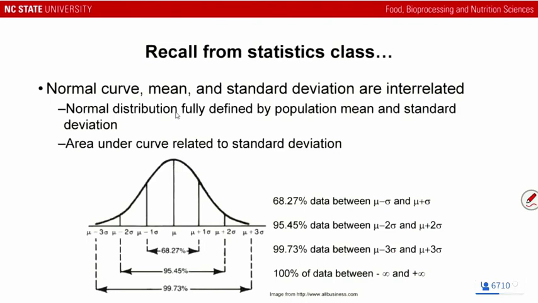The normal curve, mean, and standard deviation are interrelated. Normal distribution is fully defined by population mean and standard deviation. This should be familiar based on that second week of class when we were looking at standard deviation. 68% of the data is plus or minus within 1 sigma, 1 standard deviation. Okay.